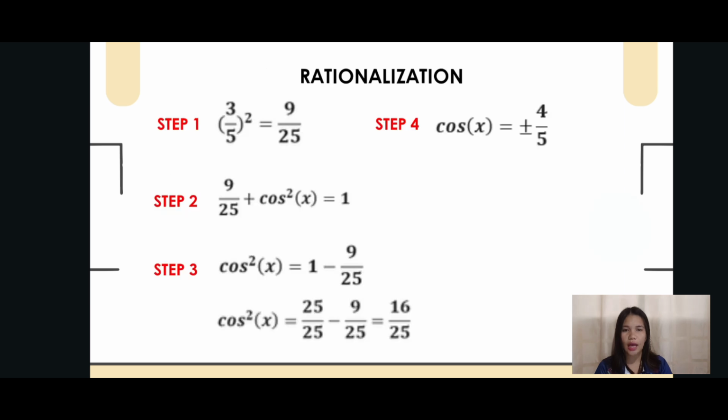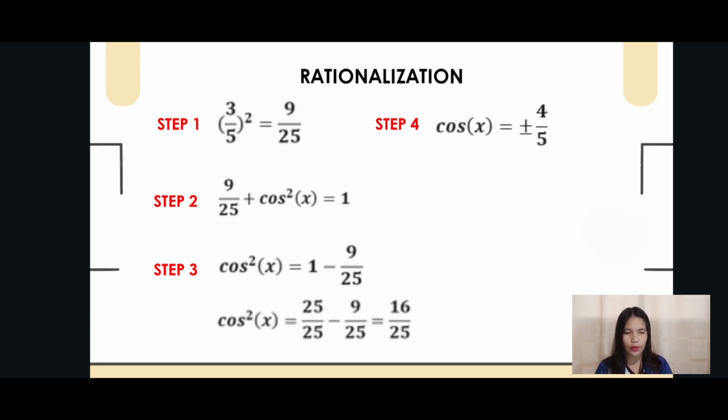Given that sine of x is equal to 3/5, we can use the Pythagorean identity to find cosine x. The Pythagorean identity states that sine squared of x plus cosine squared of x is equal to 1. So that is the law of the Pythagorean identity. The first step to do is to square both sides of sine x.